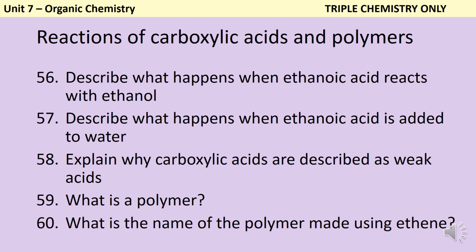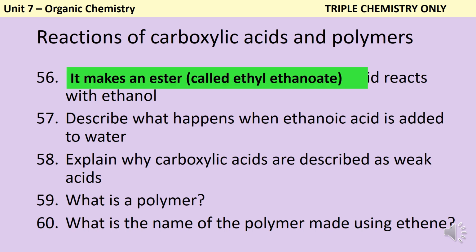Carboxylic acids and alcohols react together to make esters, and the particular one formed when ethanoic acid reacts with ethanol is called ethyl ethanoate. That's the only example of an ester that you need to be able to name.